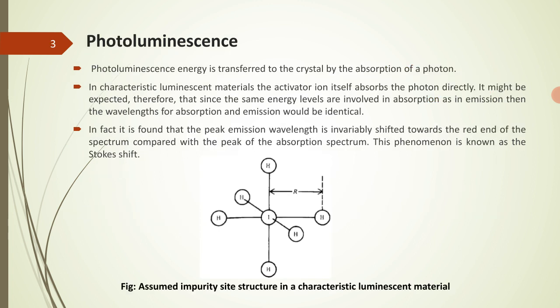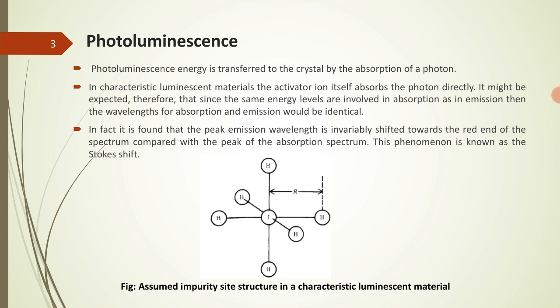Now we will see the first type of luminance, that is photoluminance. Here the energy is transferred to the crystal by absorbing photons. The activator ion itself absorbs the photons directly, as might be expected. Why? Because the same energy levels are involved in the absorption concept. Here the wavelength for absorption and emission should be identical.